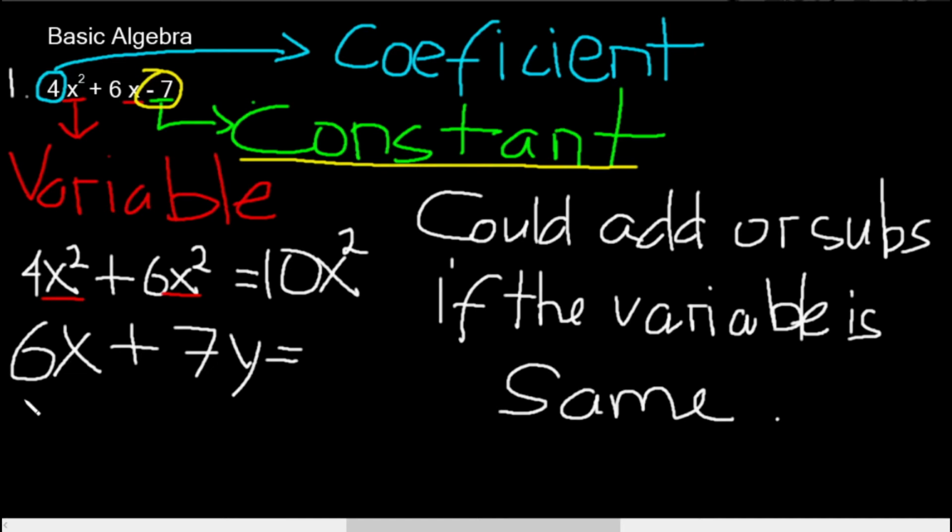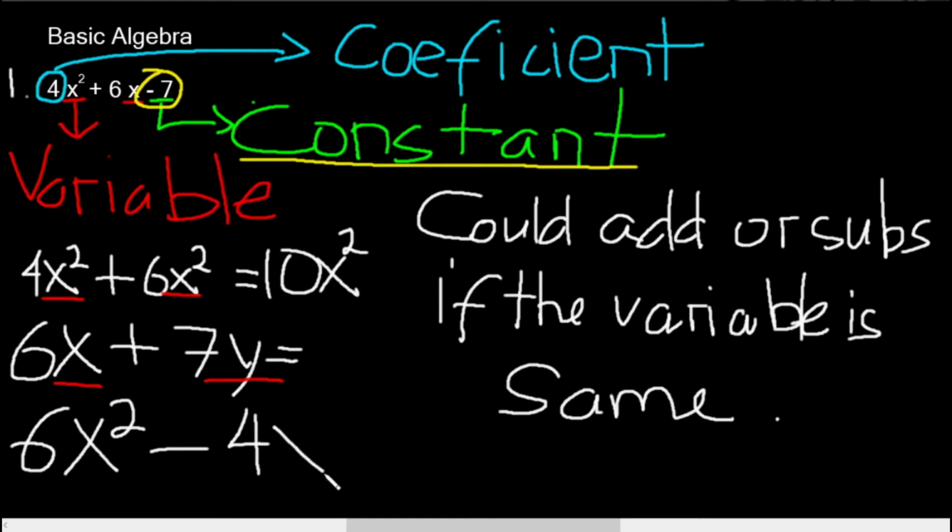In another example, let's say we got 6x plus 7y. In this case, you could not add them together because the variable is different from each other. Okay, this is the last example. Let's say we got 6x squared minus 4x. Even though the variable is both x, we got squared here and there's no squared here, so in this case you also could not add them together.